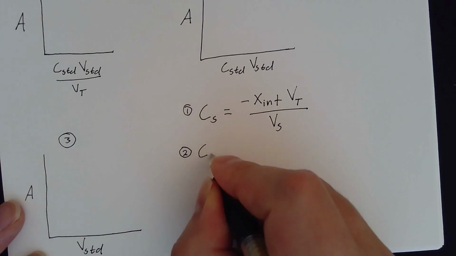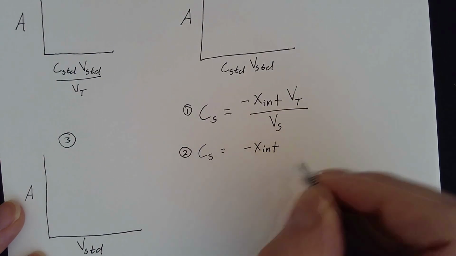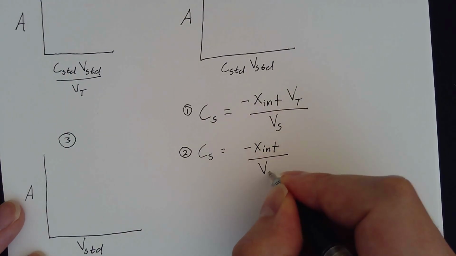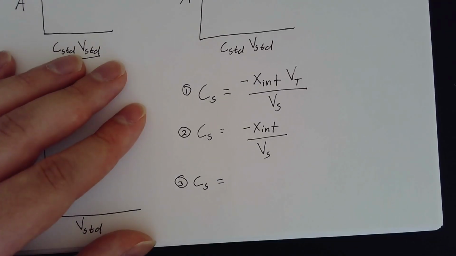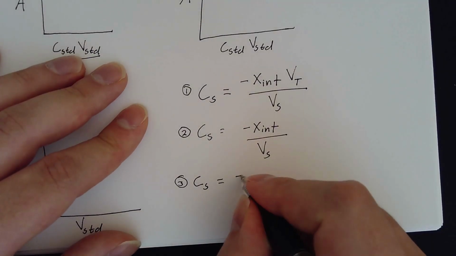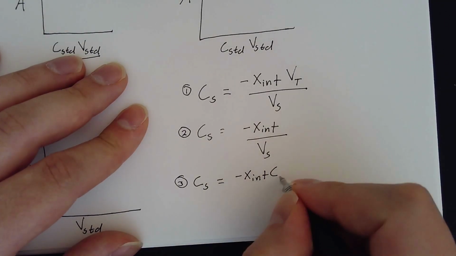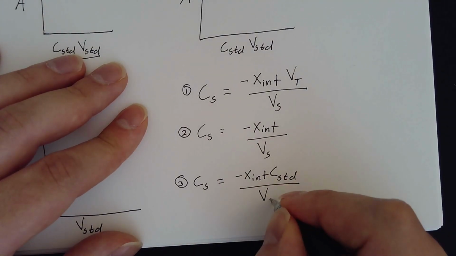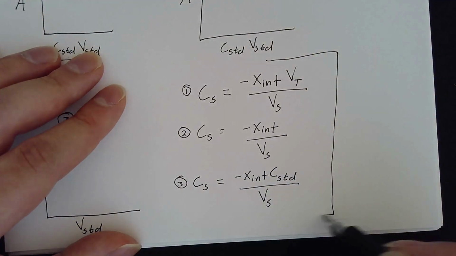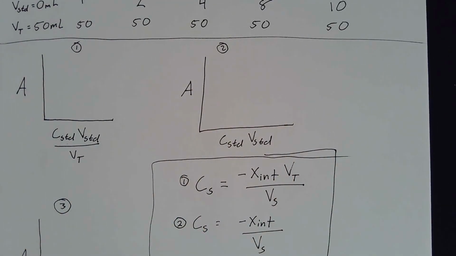Method 2, it's going to be equal to minus the x-intercept divided by the volume of sample solution, which remember is the same for all solutions, so we don't have to worry about that. And then for method 3, it's minus x-intercept times concentration of standard divided by the volume of the sample solution. So these are the 3 ways that we're going to be calculating it then. And they're each going to correspond to one of these 3 types of graphs.